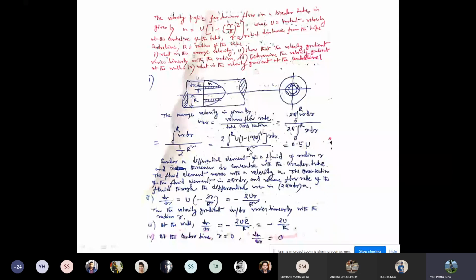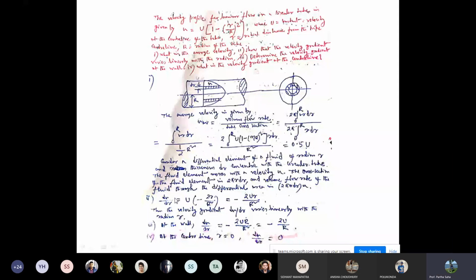For the top, u is already given as a formula in terms of r, so you put the value of u. U equals capital U times 1 minus r by R, whole square. Here, capital R is constant, only small r is varying. That is why r dr terms come in, because in this direction only the radius is changing, so you have to integrate over the whole radius. If you integrate that numerator, it becomes 0.5. You can do it by yourself. That becomes 0.5 U.